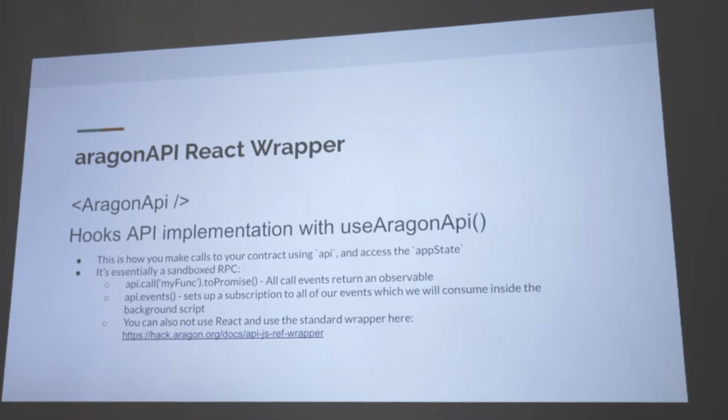So yeah, this is at a very high level what the API does. And then api.events sets up a subscription to all of the events inside your contract. And that's going to be used in the background script to reduce the state. This will make a lot more sense when we step through all the files and take a look at everything.